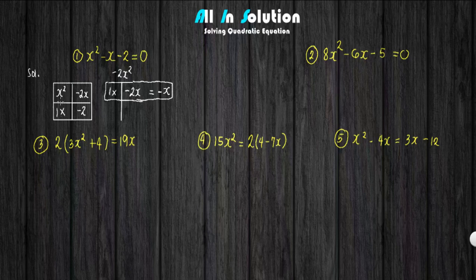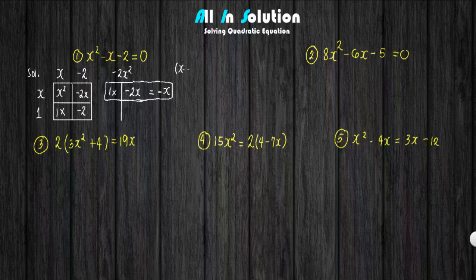After that, we have to get the common factor of the columns and the rows. So let's have first the first column, negative 2x and negative 2. The common factor is negative 2. For the second column, x squared and x, the common factor is x. For the first row naman, ang common factor nila ay x. And yung remaining row, ang common factor ay 1 lang. Now, nakuha na natin yung top and left side ng ating factor.